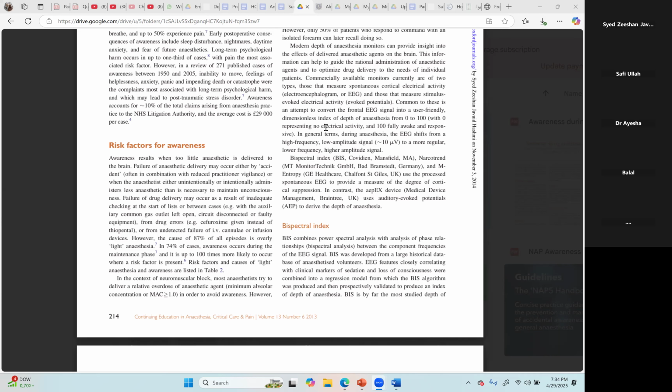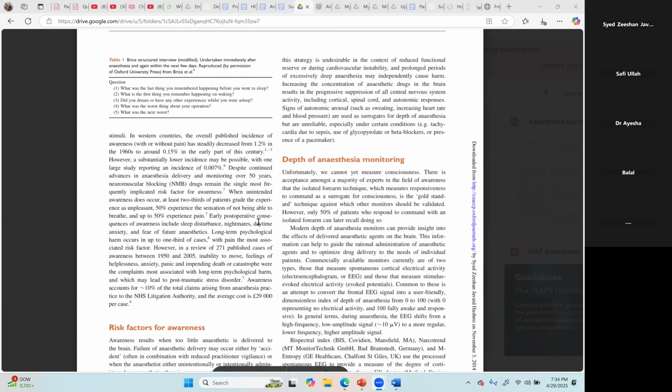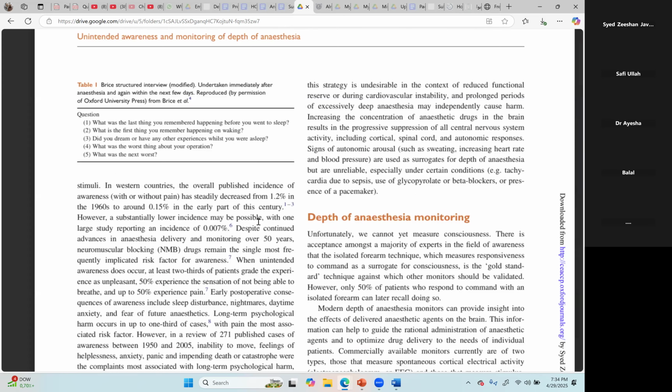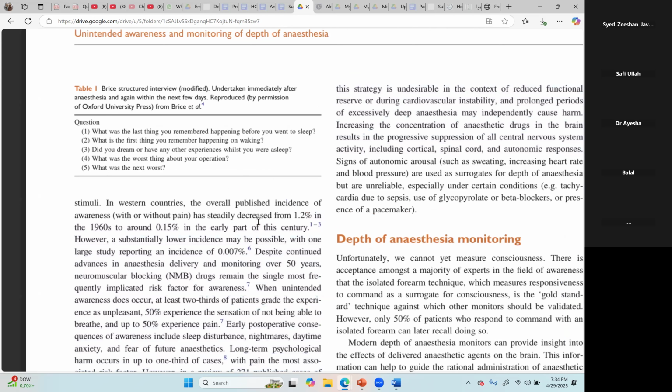Okay. Some words about the Brice questionnaire. Fahad, I tell you something: practically, you will never recall these things in the exam. I don't think so. It's something very important, but anyway, since you have told it: what was the last thing you remembered happening before you went to sleep? What is the first thing you remember happening on waking? Did you dream or have any experiences while you were asleep? What was the worst thing about your operation? What was the next worst? I don't know how to explain.